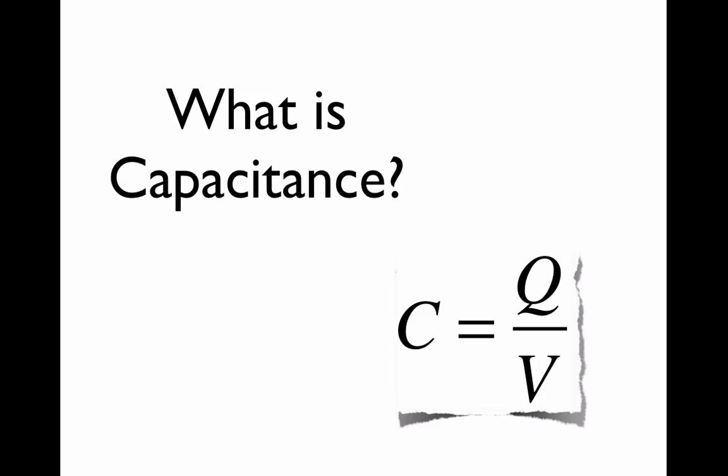We're going to talk about capacitance, the way we describe capacitors with the capital letter C. The definition of capacitance is Q over V, the charge per unit volt. Units-wise, if the charge is in coulombs and the potential difference is in volts, the capacitance will be in farads, spelled with a capital F, named for Michael Faraday.